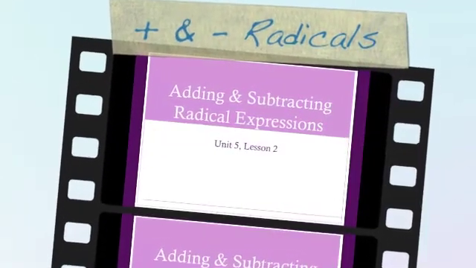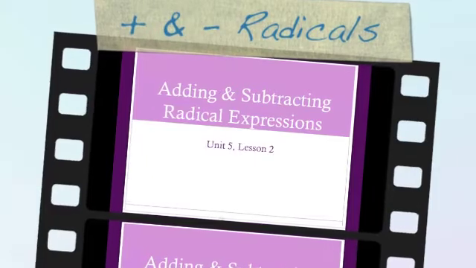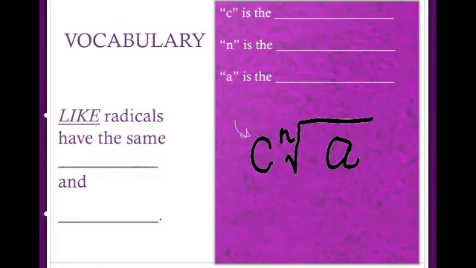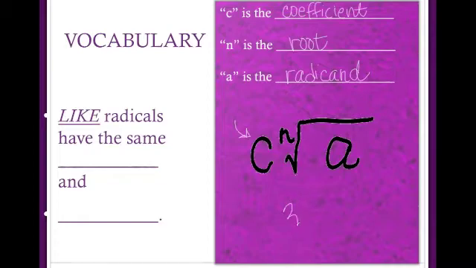This video is on adding and subtracting radical expressions. The c in this expression is the coefficient. The n is the root, and the a is the radicand. So an example might be 3 times the fourth root of 7.